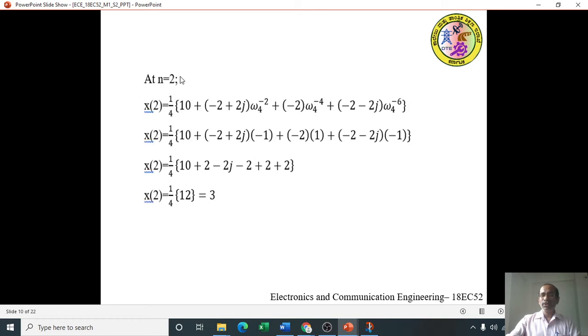Try at n is equal to 2. In that formula, when you put n is equal to 2, the twiddle factors will be omega 4 power minus 2, omega 4 power minus 4, omega 4 power minus 6. Make use of the same periodicity property of the twiddle factor. Omega 4 power minus 2 will be minus 1, whereas omega 4 power minus 4 will become omega 4 power 0, with the answer 1. Omega 4 power minus 6 will become omega 4 power minus 2, that is equal to minus 1. You multiply, you add, and your answer will be equal to 3 here.